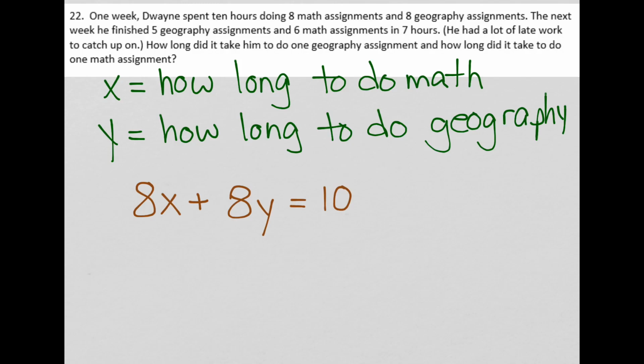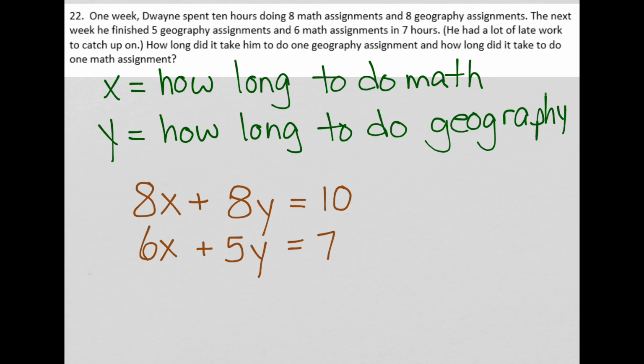Let's do the next week. What did he do the next week? He finished 5 geography assignments. Okay, well, don't mix these up because geography was Y. So just because I listed it first doesn't mean it has to come first in your expression. And 6 math assignments. 6 math is X. It took him 7 hours. Man, this would be easier if he just stayed caught up.